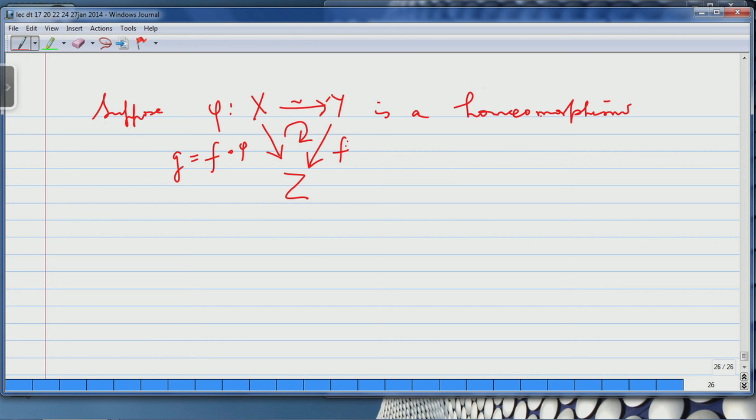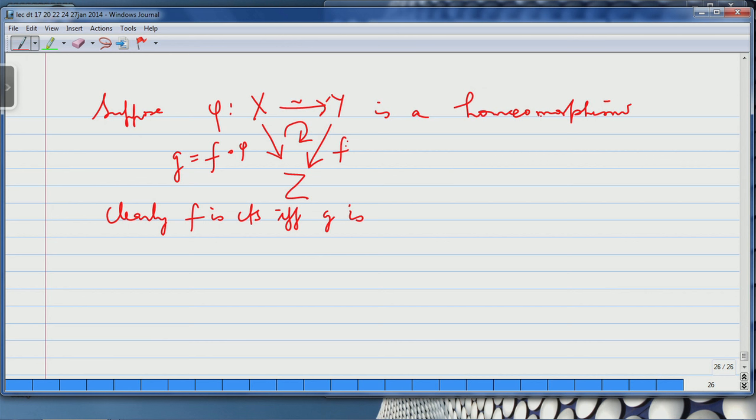Now I am trying to state the obvious thing. As you can expect, f is continuous if and only if g is continuous. The reason is because phi is an isomorphism, a homeomorphism. Let me write that down clearly. f is continuous if and only if g is, and the reason is because you can use the fact that a composition of continuous functions is continuous, and you can use the fact that phi, being a homeomorphism, has an inverse, which is also continuous. So you can get from f to g, and you can get from g back to f. The way of going from f to g is just that g is f circle phi. And how do you go from g to f?